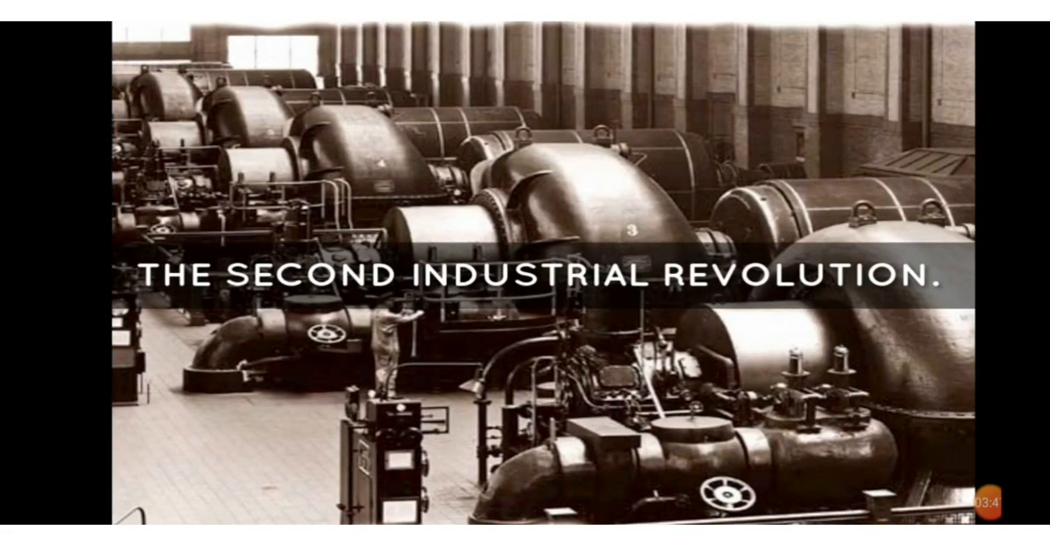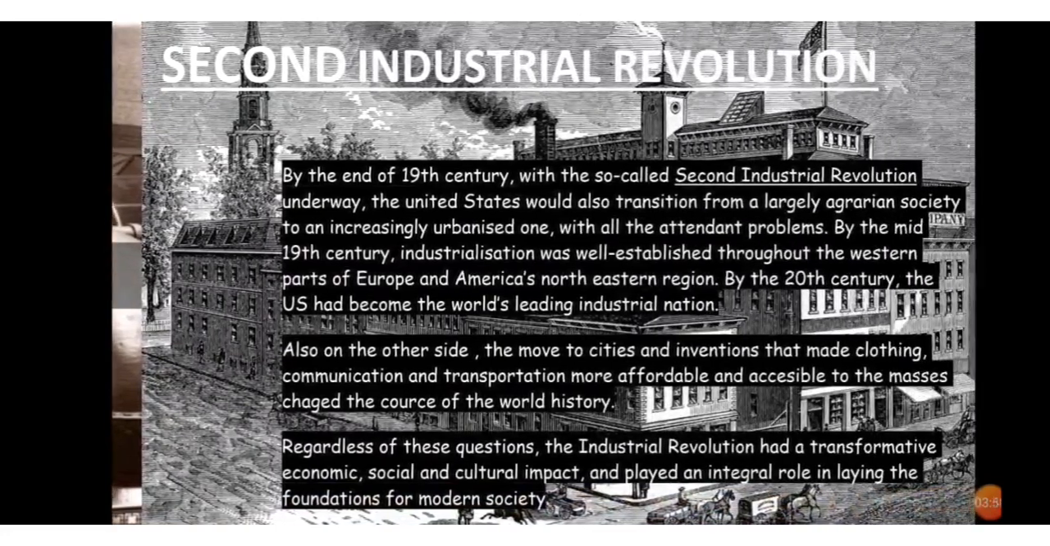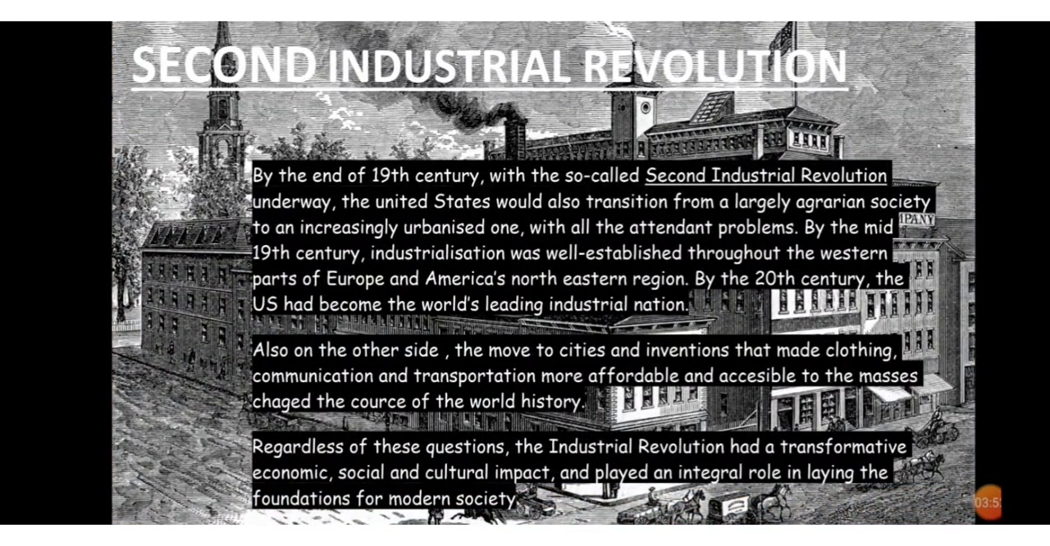The Second Industrial Revolution. The Second Industrial Revolution was marked by the end of the 19th century. With the so-called Second Industrial Revolution underway, the United States would also transition from a largely agrarian society to an increasingly urbanized one, with all the attendant problems. By the mid 19th century, industrialization was well established throughout the western parts of Europe and America's northeastern region. By the 20th century, the US had become the world's leading industrial nation.